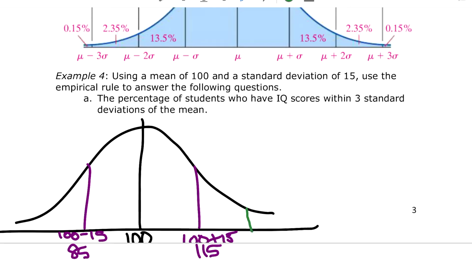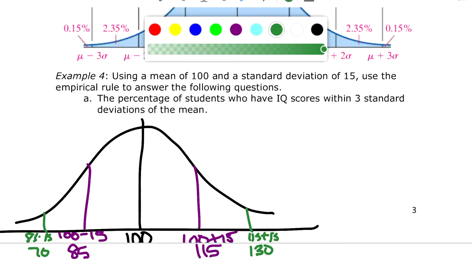All right. Now I'm going to go 2 standard deviations out. I'm going to take 115 and add 15 to it again, so I'm going another 15 out. I'm just trying to squeeze everything in here so I don't run out of room. That's 130. And then 85 minus 15 is going to be 70. So 130 and 70. And then finally, 3 standard deviations out.